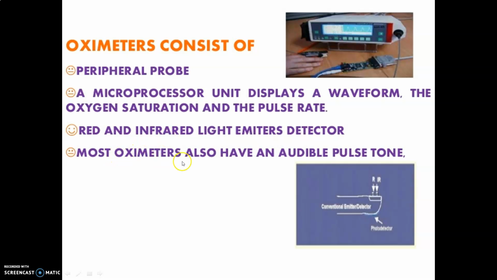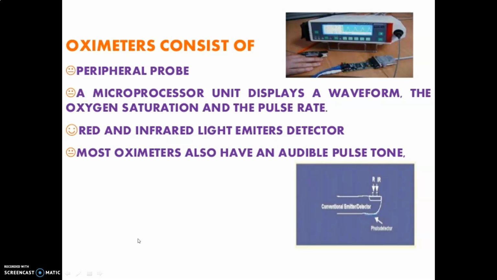Most oximeters also have an audible pulse tone. Nowadays so many modern apparatuses are coming out where the audible pulse tone is also available, right after getting the rate, they will give some tone through which we can tell. So these are the main parts of a pulse oximeter.